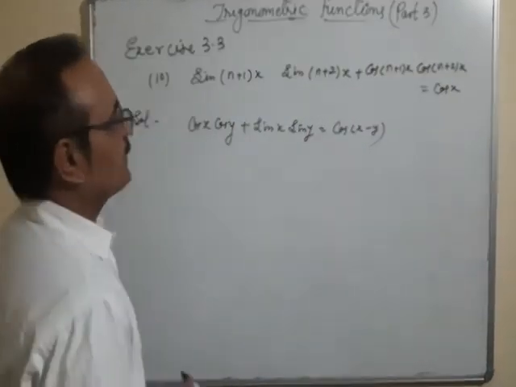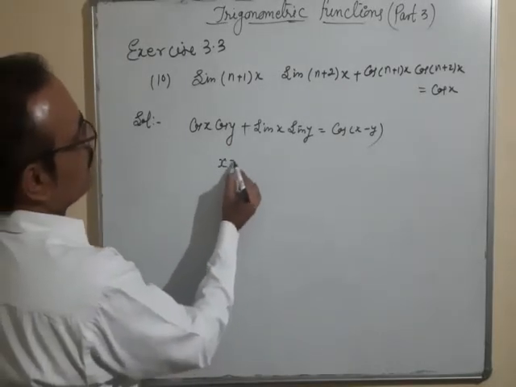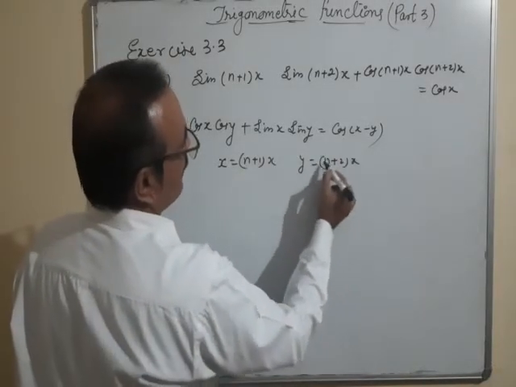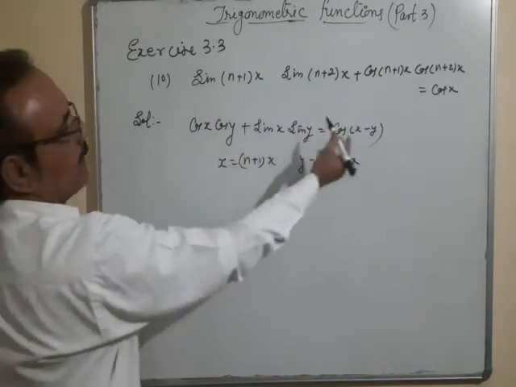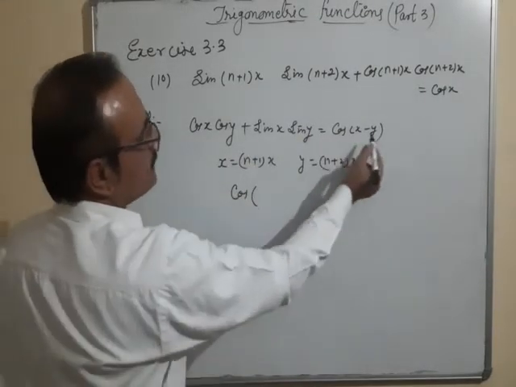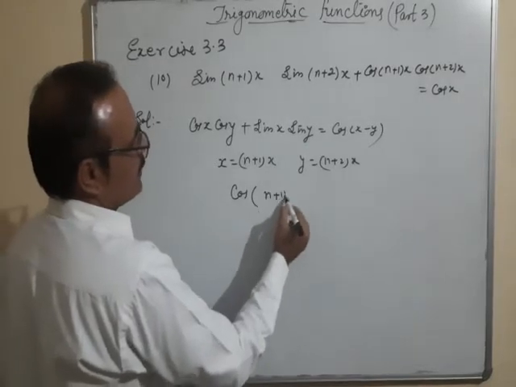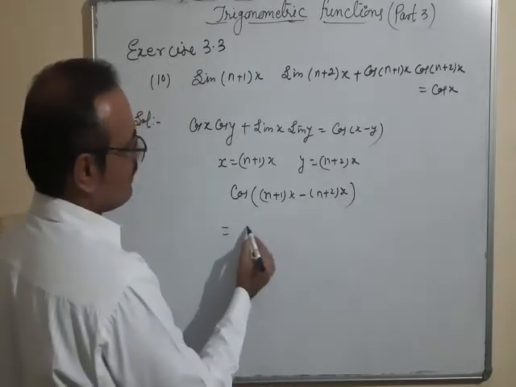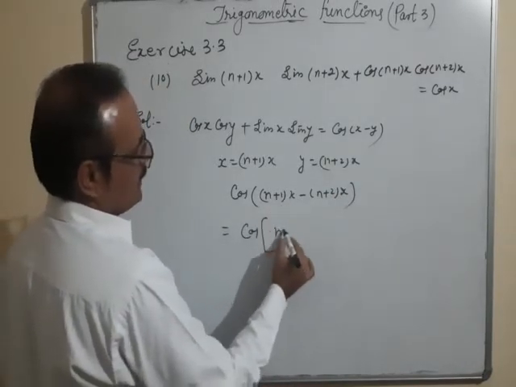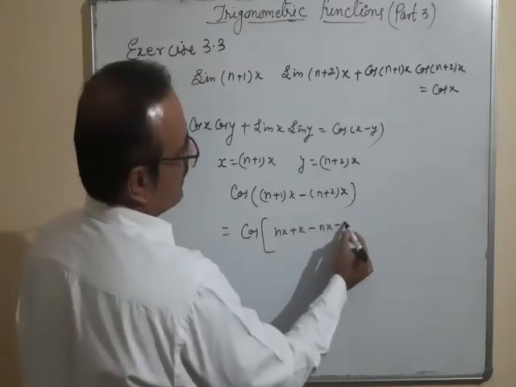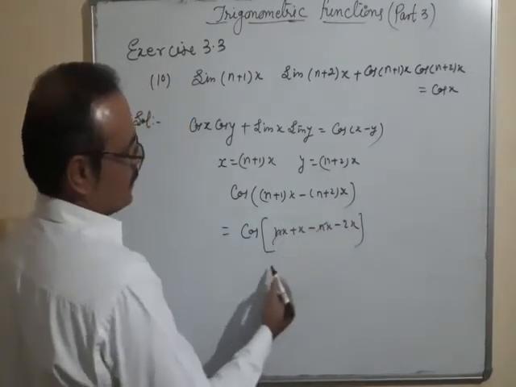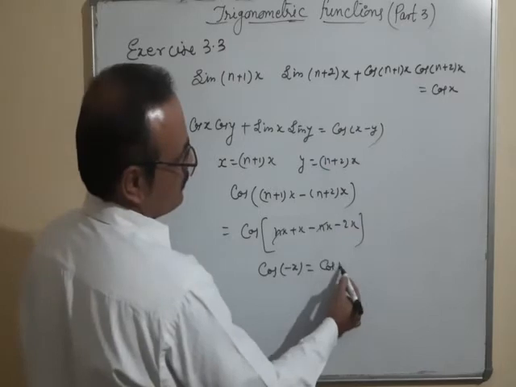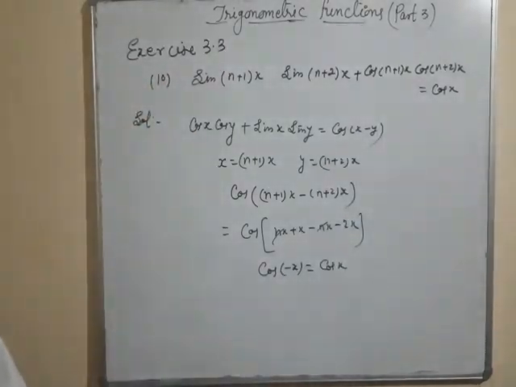Directly I can put the value here. So I am getting the value, because x is equal to (n plus 1) into x and y is equal to (n plus 2) into x. Right? In place of that, we are writing here cos(x minus y). What is x minus y? (n plus 1) into x minus (n plus 2) into x. So cos of nx plus x minus nx minus 2x. nx cancels. Cos of x minus 2x is cos of minus x, and cos(minus x) is equal to cos x. Okay, so the direct identity can be used.